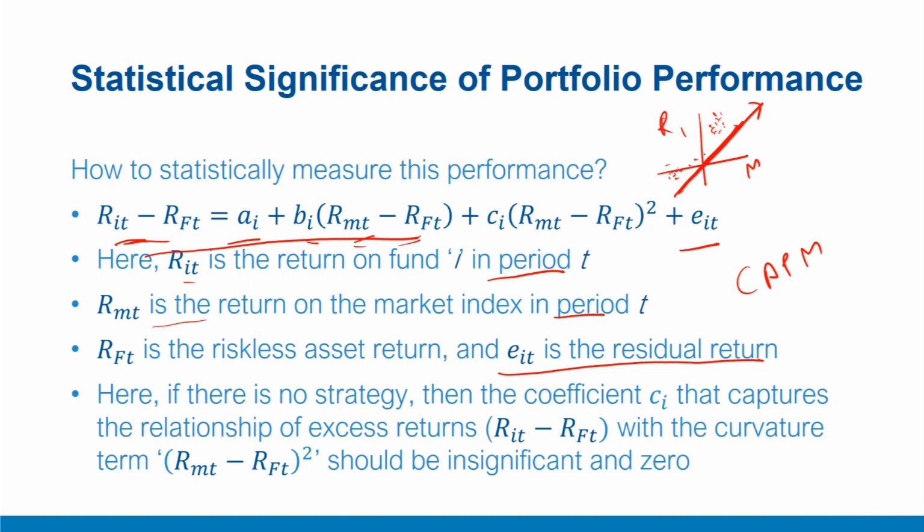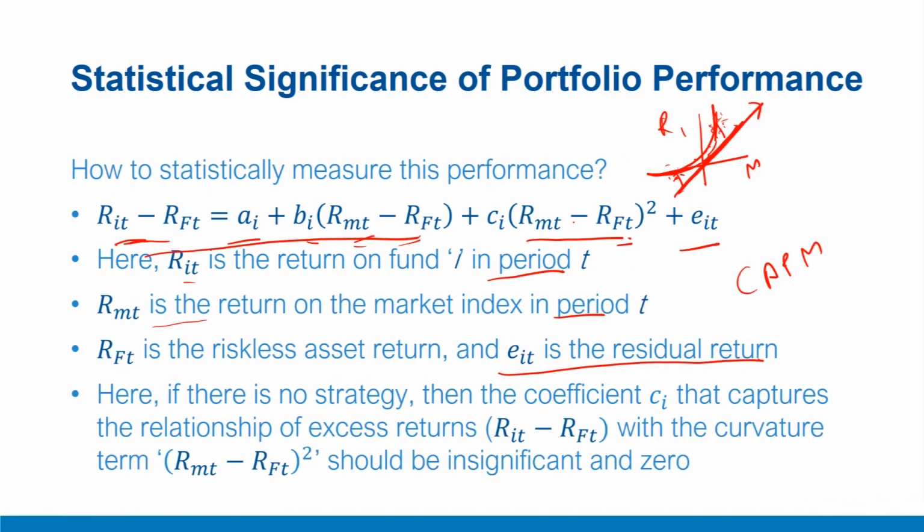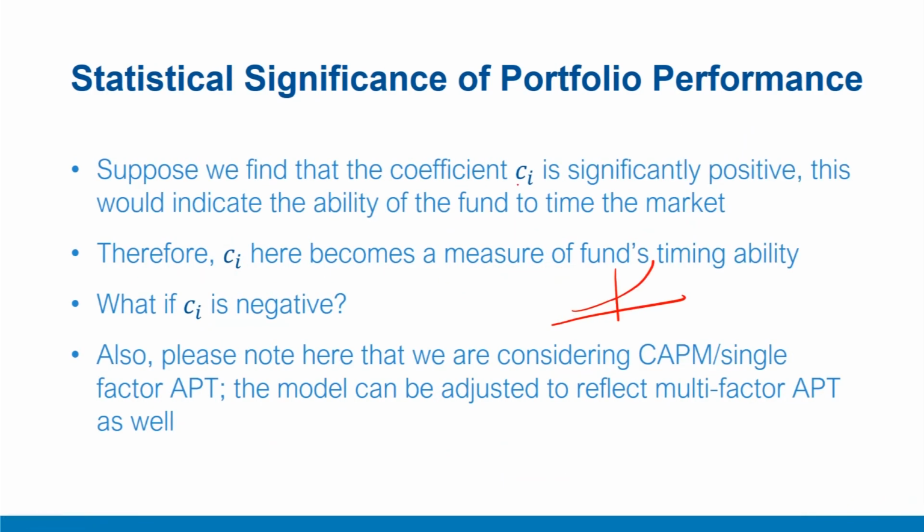However, if we believe that points are scattered like this, that means there is a sort of curvature in the actual returns relative to the market returns. There is a non-linear curvature which is represented by this term. In order to capture that non-linearity, we have this square term, R_mt minus R_ft raised to the power 2. Now suppose that in this model you indeed find that this curvature term is there and C_i is significant, that means the regression estimate of C_i turns out to be significant. Then there is indeed a curvature effect, and if C_i is significantly positive, that would indicate the ability of the fund manager to time the market.